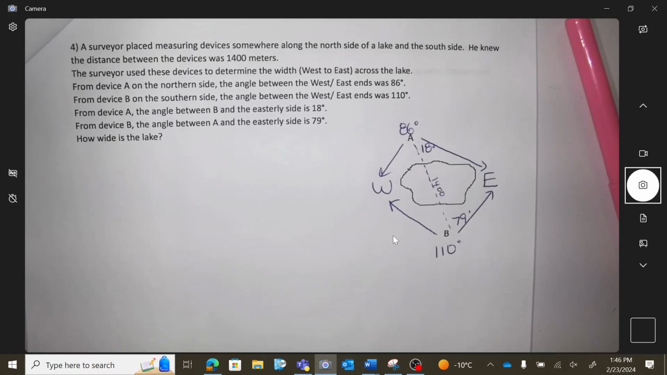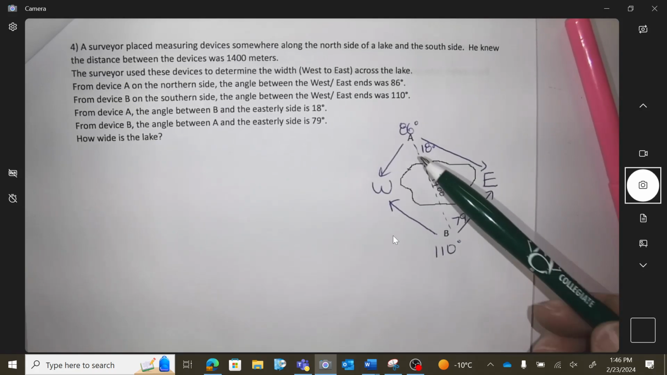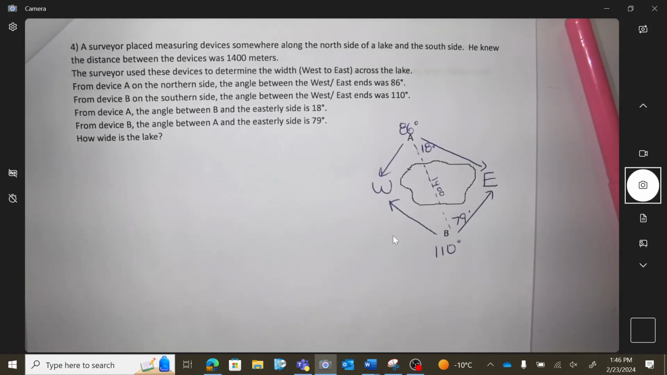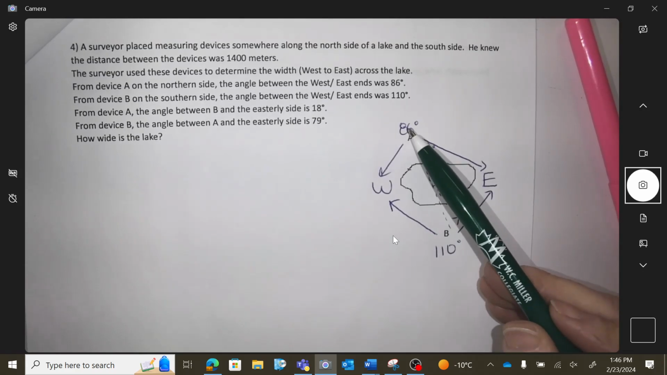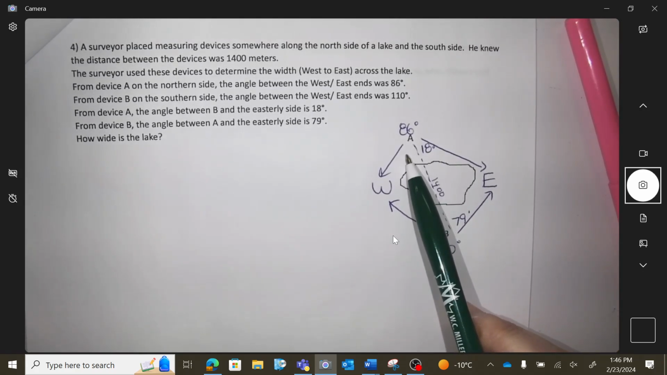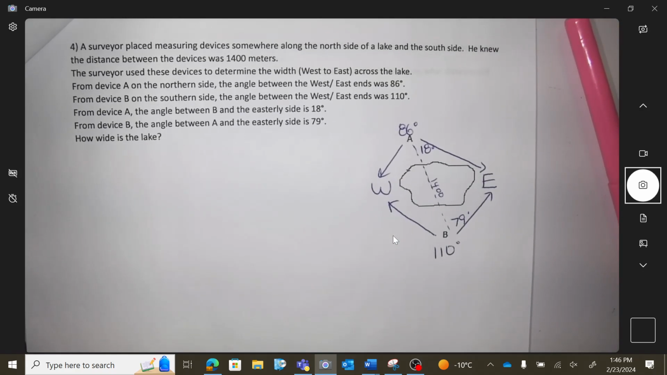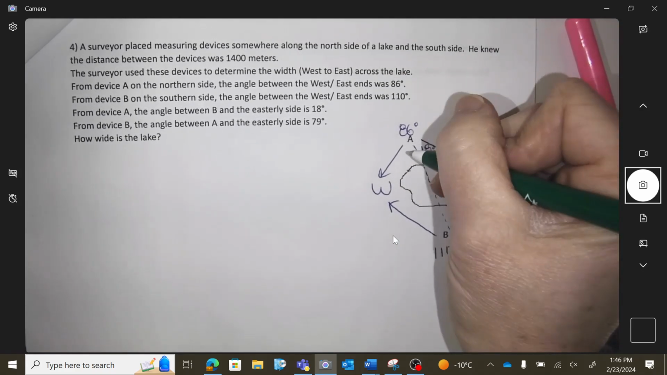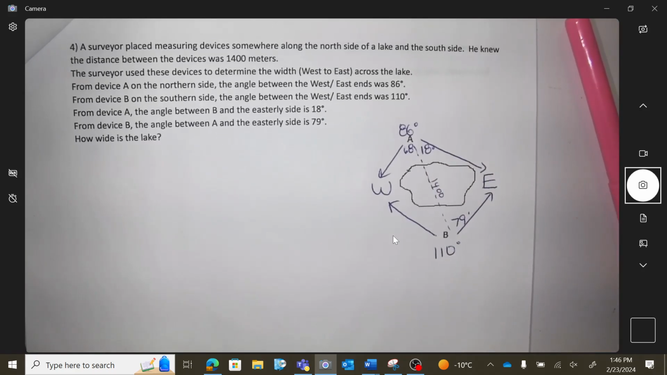How wide is the lake? Okay, so now here's what we're going to do. Can you get me this angle, this angle, this angle, this angle? You got a bunch of angles. If the whole thing was 86, what's the other side here? If that whole top was 86, then there's a 68, okay? You finish out all the angles.